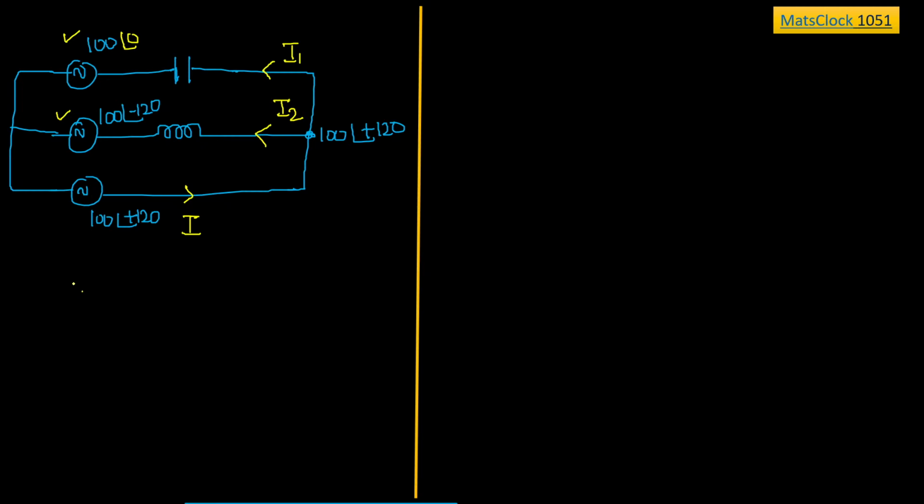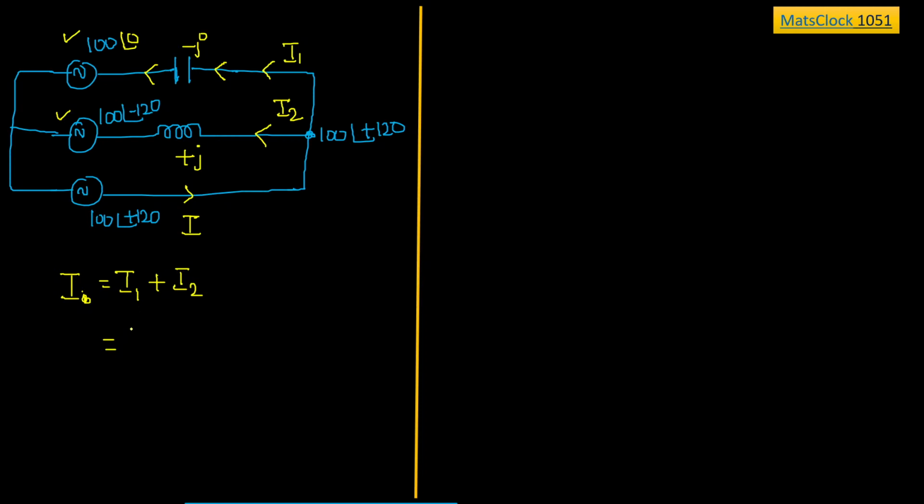Now, if you apply KCL, I can write the expression for I. According to Kirchhoff's current law, it will be the combination of I1 plus I2. Can anyone please tell me what is the value of I1? I1 will be the current flowing through the capacitor. It is given that the value of capacitor reactance is minus j. Minus j into 1 is minus j only. This is plus j. How will you write the expression for I1?